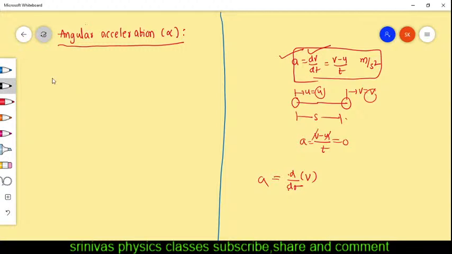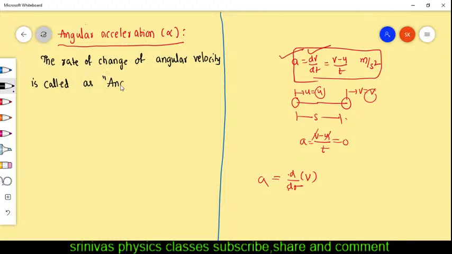Now the definition of angular acceleration is the rate of change of angular velocity. Rate of change of angular velocity is called angular acceleration. It is denoted with alpha. Then alpha is what? Rate of change of angular velocity, d by dt of angular velocity, and omega is the angular velocity we have.